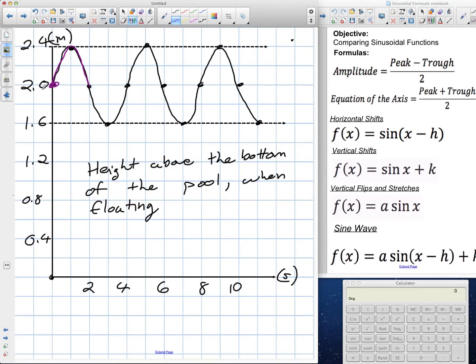No. Because we were heading downwards where we probably would have been heading upwards at that point. So we come back down and up again. That's a period. That's 1 period, which is how long? 4 seconds. Good. So it takes the person 4 seconds to repeat the pattern that they're going through here.